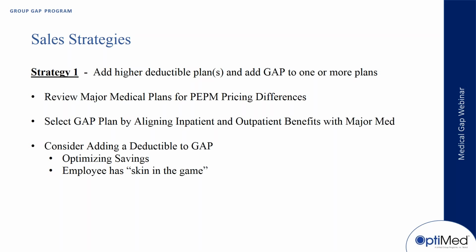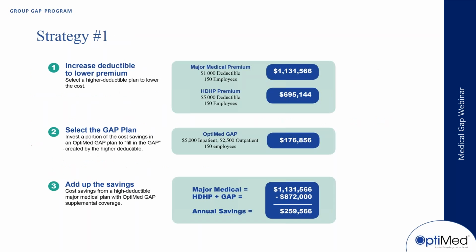Now, sometimes the reason why this isn't going to work, right, is that you can't find the spread. So here's an example where they could find spread. They had a $1,000 deductible plan for this 150 employee group, right? That was costing them about $1.1 million. So the broker went out and found an HDHP plan with a $5,000 deductible that had premiums of about $700,000. And this is a real life group.